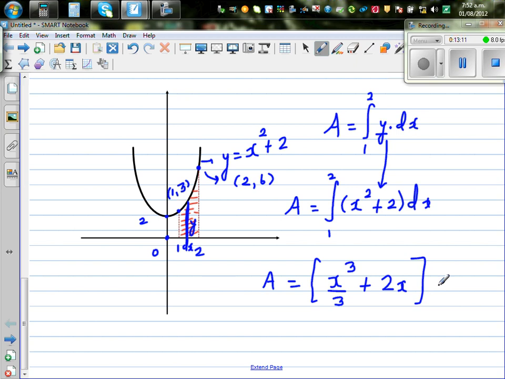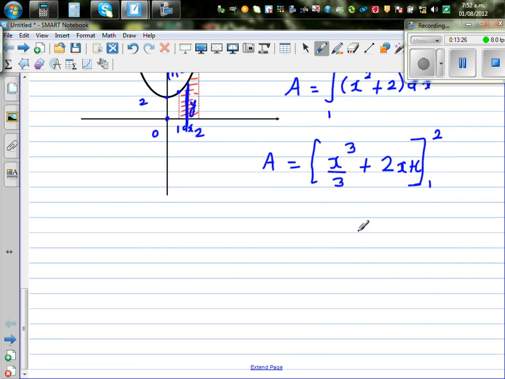And you don't have to put the constant of integration. Okay, that's one thing that I forgot to tell you. When you're having definite integration, the constant will get cancelled. Okay, so let me put the constant. Suppose even if you put the constant, suppose the constant of integration is c, it will get cancelled.